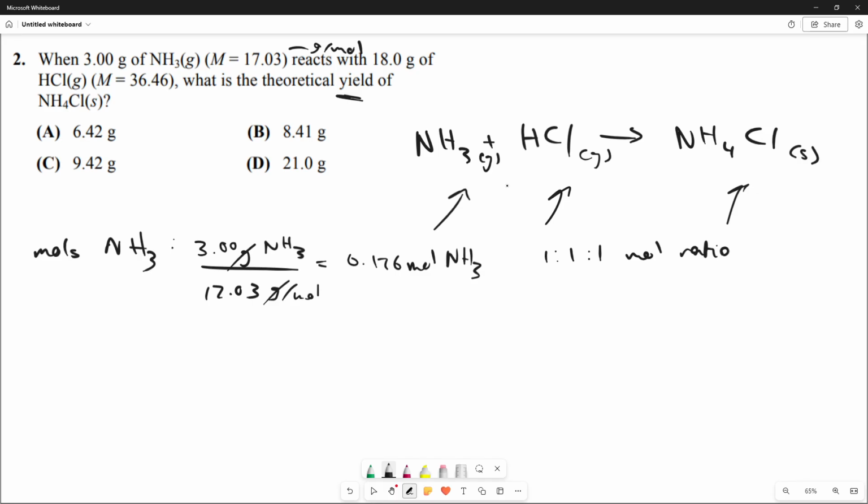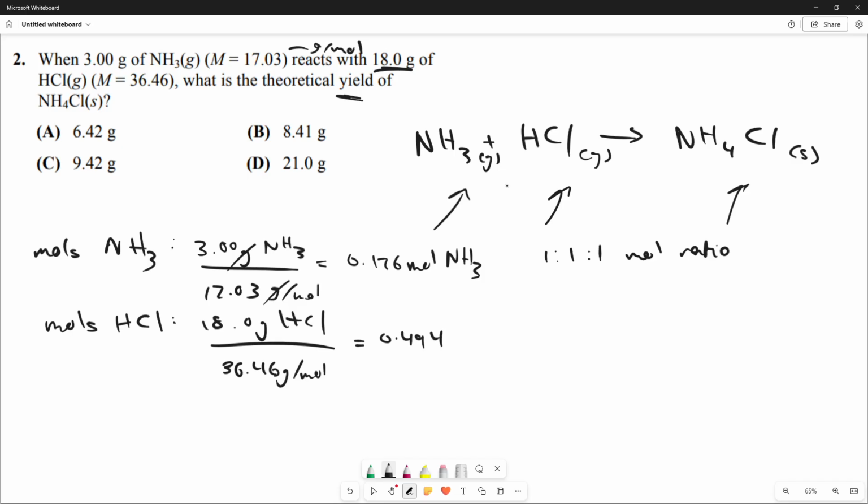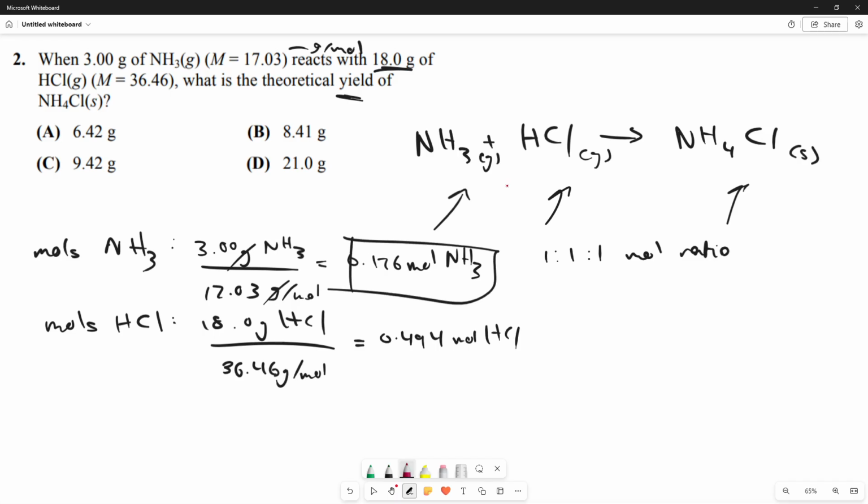Next, we're looking at moles of hydrochloric acid. So we have 18 grams of HCl, and we have 36.46 grams per mole. That's going to be equal to 0.494 moles of HCl. And it's pretty obvious that NH3 is going to be our limiting reactant.